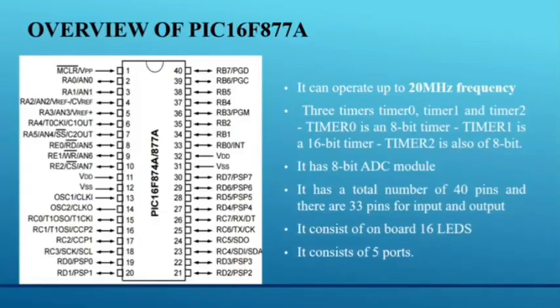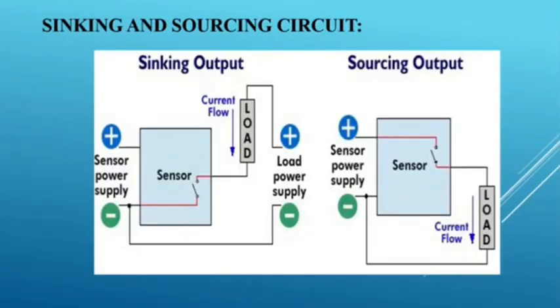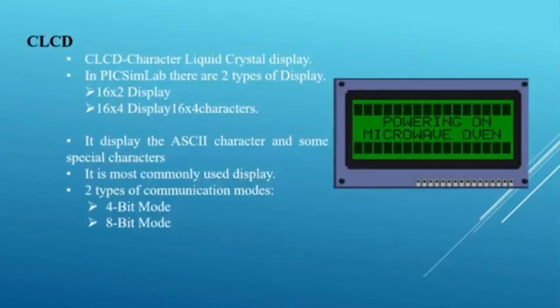This is the pin diagram. It can operate up to 20 megahertz frequency. There are three timers present: Timer 0, Timer 1 and Timer 2. Timer 0 is an 8-bit timer. Timer 1 is a 16-bit timer. Timer 2 is also 8-bit. It has an 8-bit ADC module. This is the sinking and sourcing circuit. Here the left side is the sinking and sourcing.